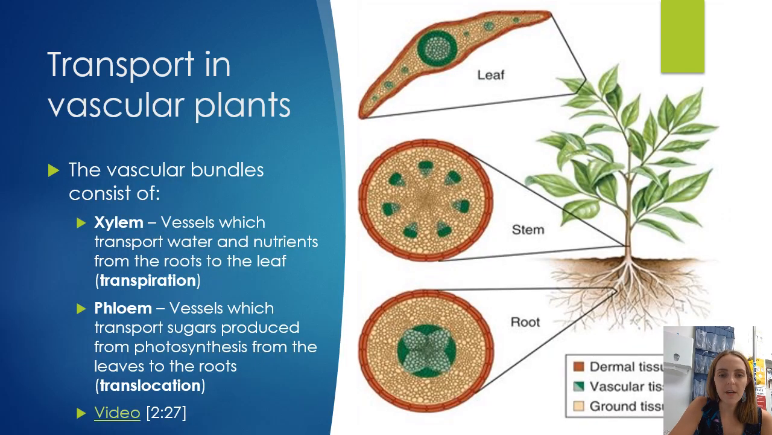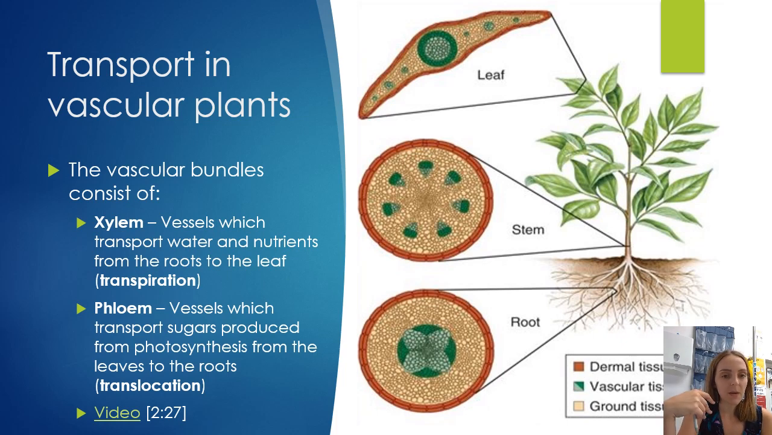Now this is what the vascular bundles look like across the leaf, stem, and root. But first, let's just recap our xylem and phloem. Now, in terms of our transpiration, remember that's the transport of water and nutrients from root to leaf, bottom to top. That happens in the xylem.